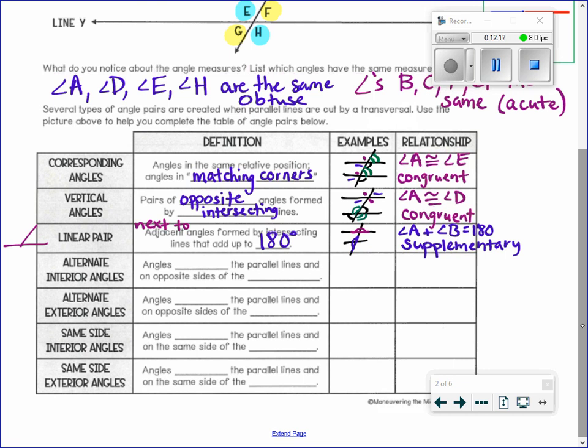All right, next we have alternate interior angles. Alternate means opposite. And we already know that interior means what? Inside. So alternate interior means opposite on the inside. It's angles inside the parallel lines and on the opposite sides of the transversal.